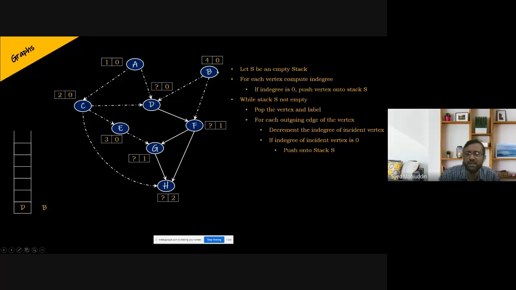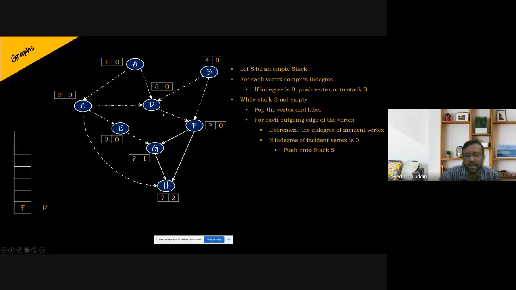Then the edge from B is going to D. So D's in degree will decrement. It becomes 0. F was 2, it becomes 1. Then D's in degree is 0, so D gets pushed onto the stack. Then D gets popped out and gets labeled as 5, because that's the next level from 4.